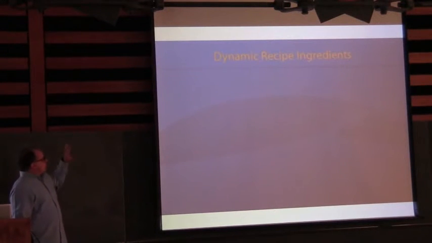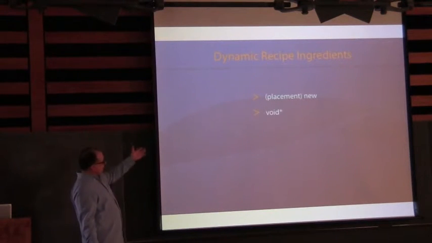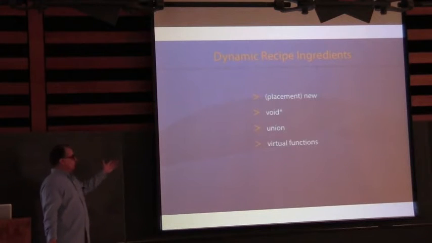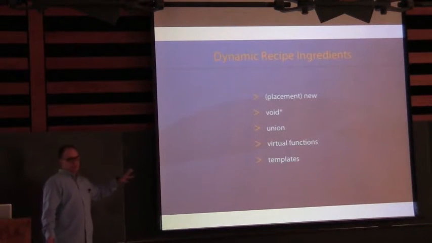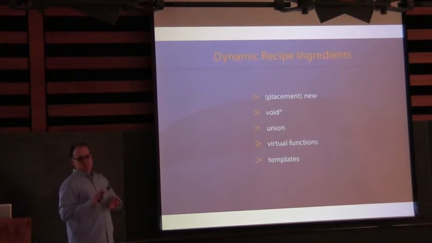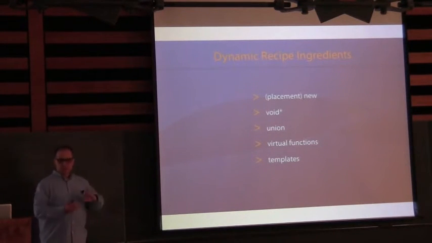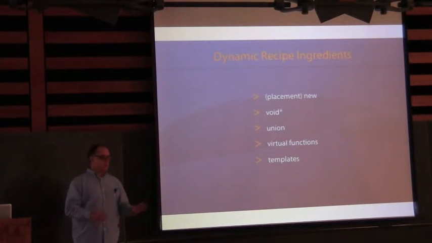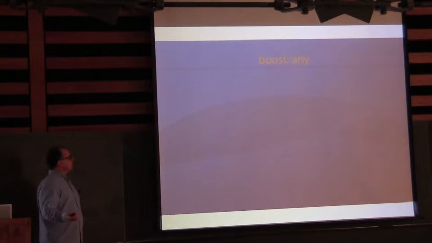So let's again review the ingredients we have for this recipe. We have placement new, we have void star, we have union, we have virtual functions, and templates. All of the solutions that we're going to look at are combinations of these things, combined in different ways to provide you with a solution.